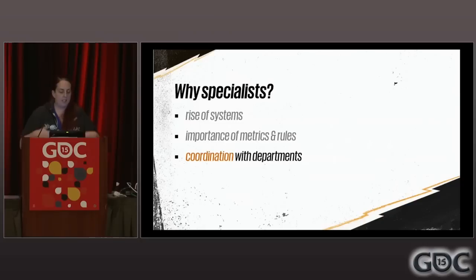And then the next point is coordination with other departments. So obviously with AAA games, you always have to coordinate with other departments, but it got a lot trickier on Sunset Overdrive. So for example, with traversal, right? Traversal and level design kind of go together.